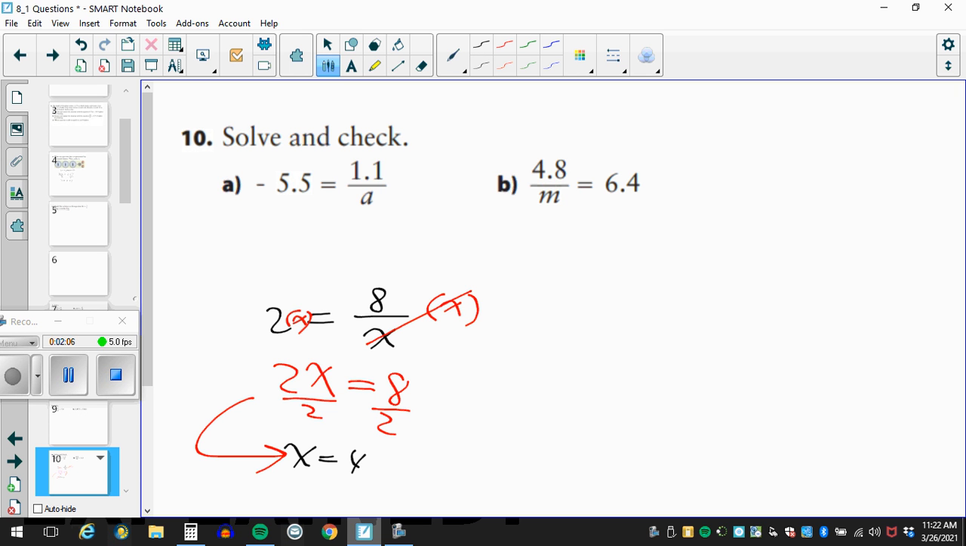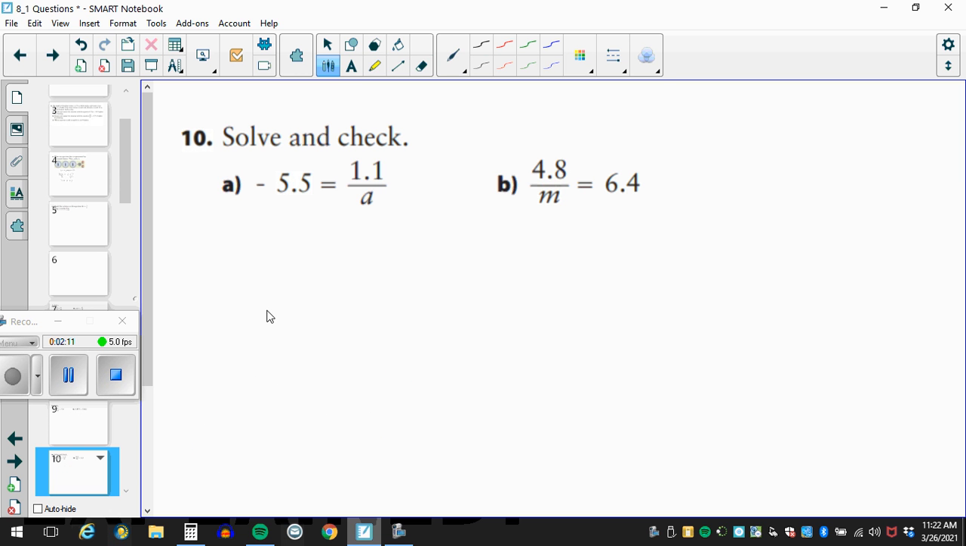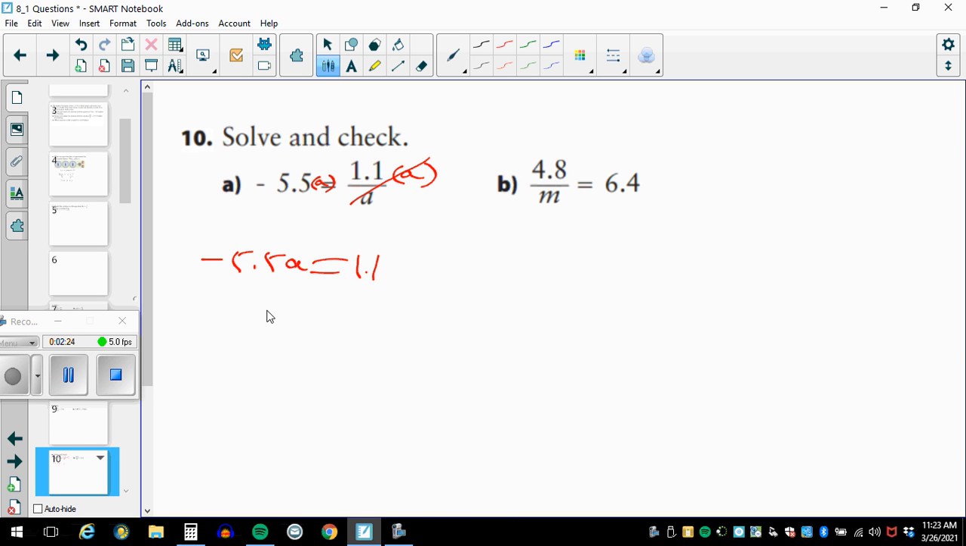Okay, so that idea that when your variable is in the denominator of a fraction, you end up with a two-step equation. My first step is to multiply both sides by a. I'm left with 1.1 on this side and negative 5.5 multiplied by a, or negative 5.5a on the other side. Divide both sides by the coefficient to get rid of it. And a will equal $1.10 divided into piles of $5.50.